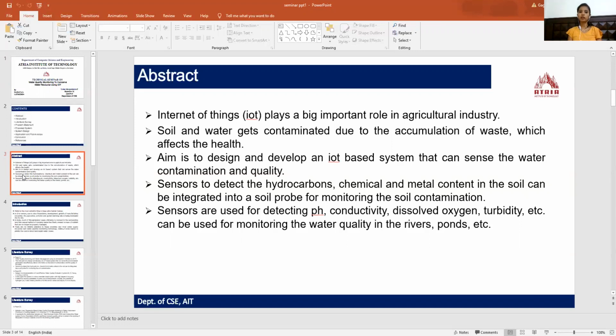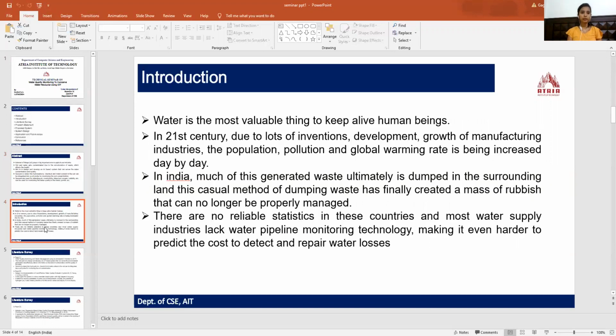Sensors are used for detecting pH, conductivity, dissolved oxygen, turbidity, etc. They can be used for monitoring the water quality in rivers, ponds, etc. There are four sensors used in this process: the turbidity sensor, conductivity sensor, pH sensor, and temperature sensor. These four sensors are used for different processes. Let's move on to the introduction part.